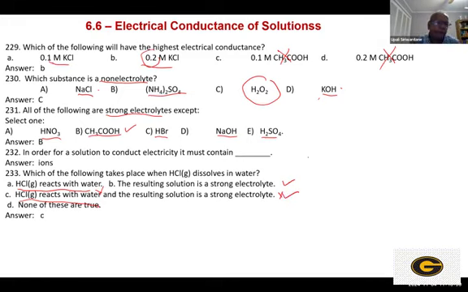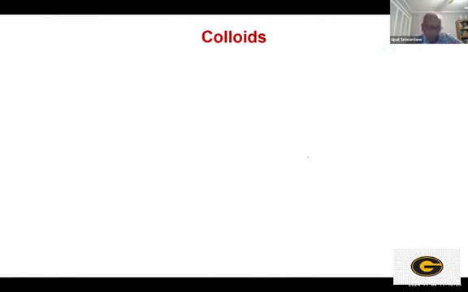I am going to talk about colloids and colligative properties on Wednesday. After I finish chapter 6, we're going to have test 3, probably next week, Wednesday.